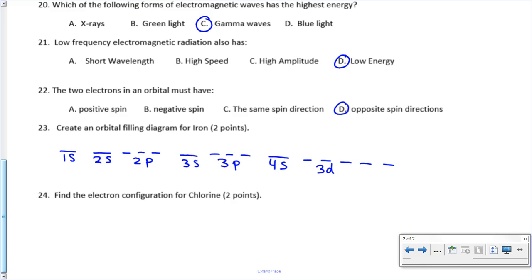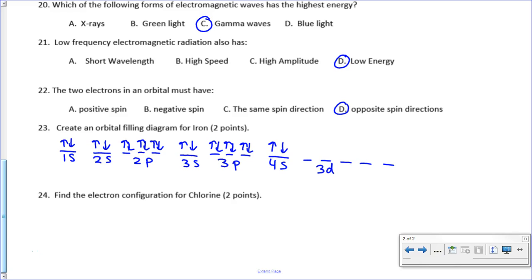Then you have to see where iron is. Within that D block, iron is the 6th element in. That means we fill up everything all the way through to 3D, up, down, up, down, up, up, up, down, down, down, up, down, up, up, up, down, down, down, up, down. And then we have 6 electrons left to work with to get to iron because it's the 6th one in.